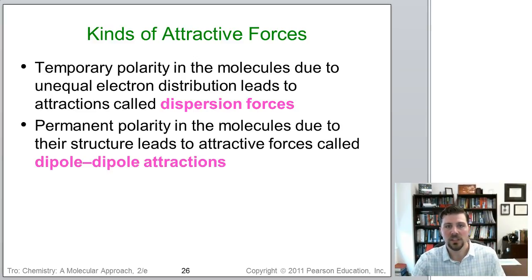So those electrons kind of spread themselves out. We have dipole-dipole attractions. This is if you have two molecules that have dipoles, that is, if those two molecules are polar. Remember, di means two, and so dipole means two poles, a positive and negative. So you take water, which is a polar molecule.